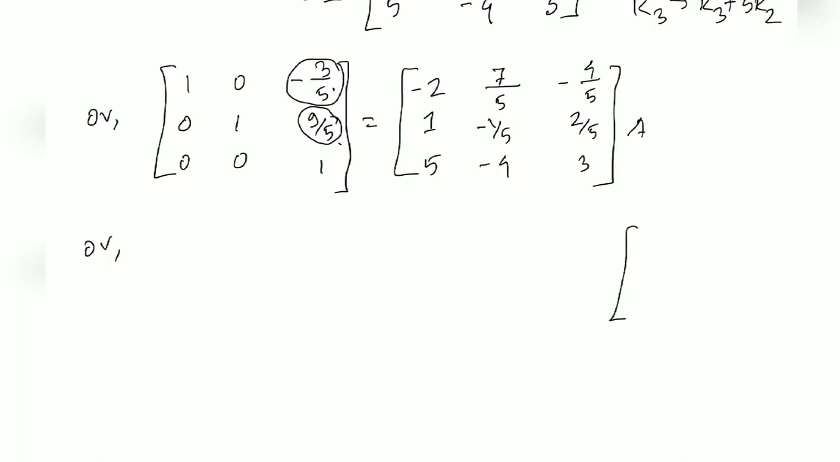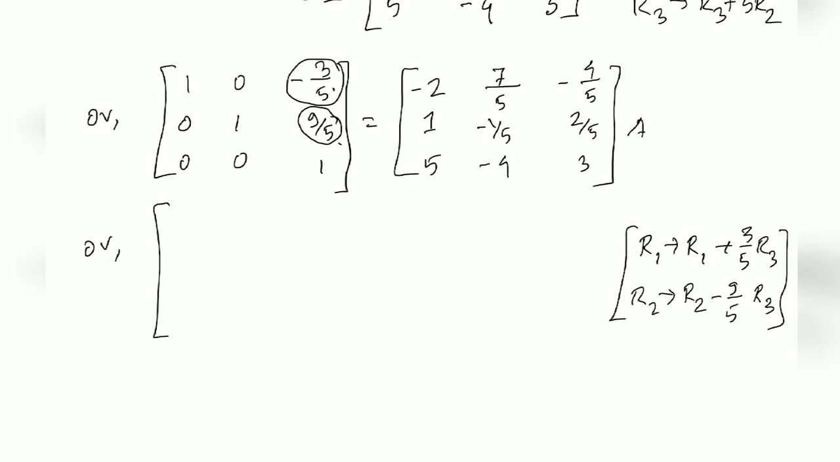So we need to multiply some number with R3 and apply the operation with R3 to get our desired value, which means we are getting R1 changes to R1 plus 3 by 5 into R3, and similarly R2 changes to R2, obviously it will be minus, 9 by 5 into R3. Now apply this, then you are getting the I matrix, and hence you will obtain the required inverse. Perfect.